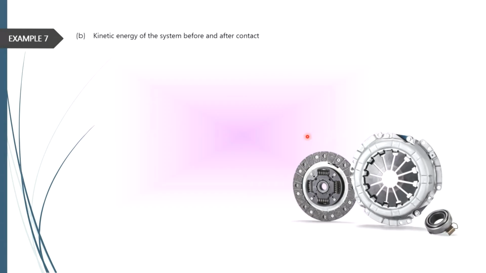Now the second part, the kinetic energy of the system before and after contact. We have to find the kinetic energy before they come into contact and after they come into contact, to know the kinetic energy loss. The question asks us to find the kinetic energy loss. So the angular kinetic energy before contact, we have each individual. But omega 2, the initial speed of the second disk, is at rest, so omega 2 is 0. So this part here will be 0.